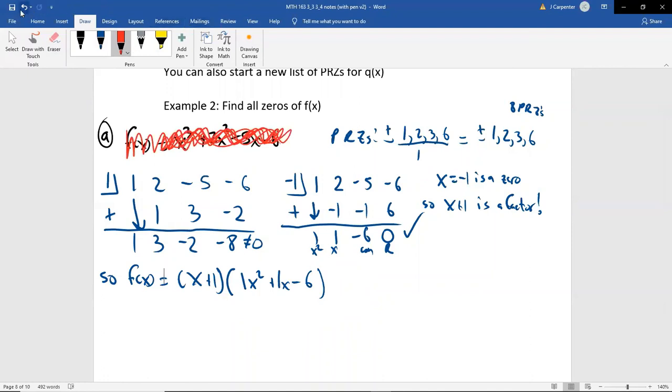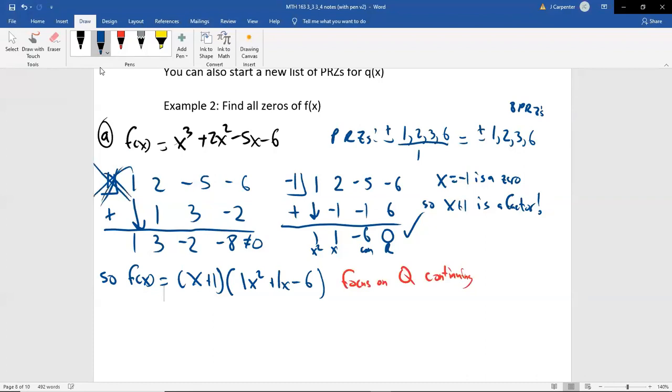Now, I'm not going to leave it permanently erased, but again, in your head, that's gone. What you should be focusing on now is the quotient. So focus on the quotient continuing. So now what we're trying to do is find the zeros of 1x squared plus x minus 6. Now you might say, okay, well, let's go back to the possible rational zeros. We threw positive 1 out. It didn't work then, it won't work now, but negative 1 did work, so we'd have to try negative 1 again.